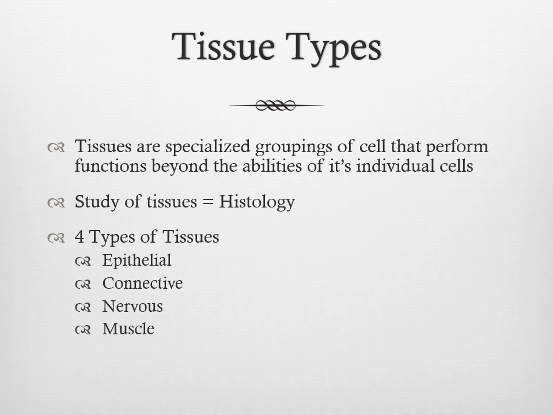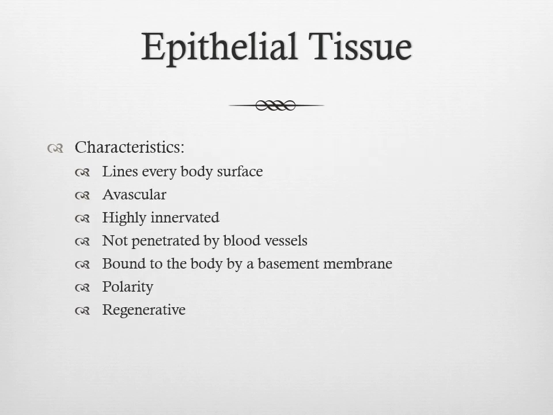So each one of them has specific cells inside of them that generate a particular function, and they're all working towards that similar function within the cells themselves. So we'll begin with epithelium. Epithelium is one of our more diverse types of tissues that we have.